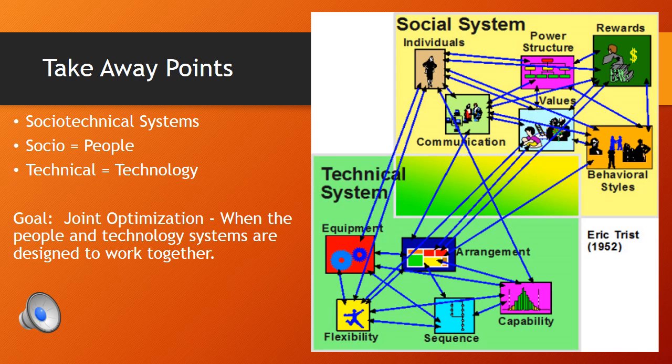The goal of socio-technical systems is joint optimization. Joint optimization is when people and technology systems are designed to work together and meet the needs of one another. This method moves away from dollar signs being the primary gauge of success and takes into consideration the well-being of the people utilizing the technology within an organization.